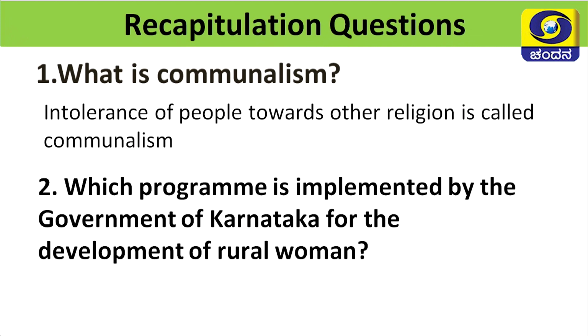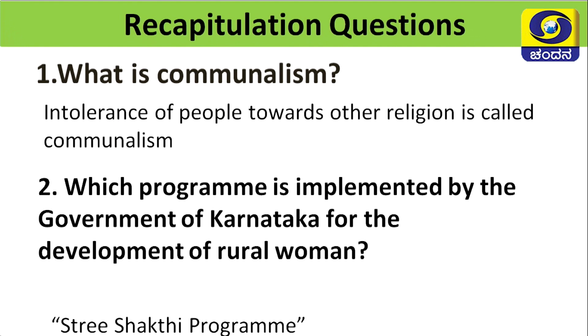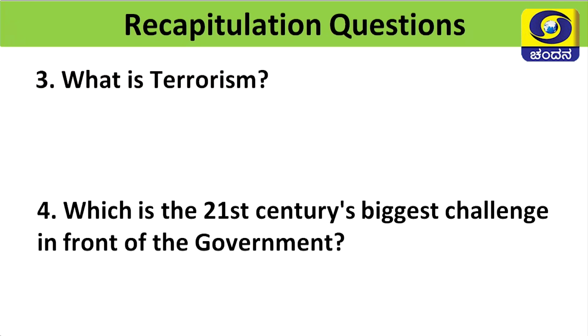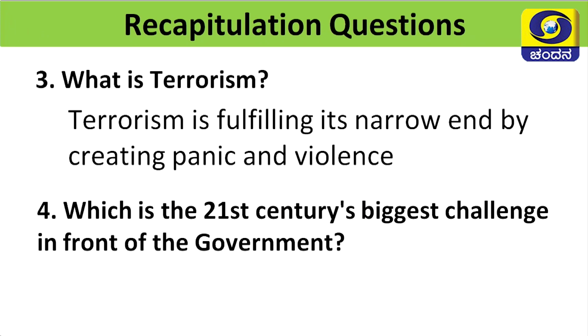Second question, which program is implemented by the government of Karnataka for the development of rural women? Yes, your answer is correct. Stri Shakti program. This program is implemented by the government to improve the status of women in rural areas. Next question, what is terrorism? Terrorism is fulfilling one's narrow ends by creating panic and violence. It is known as terrorism.